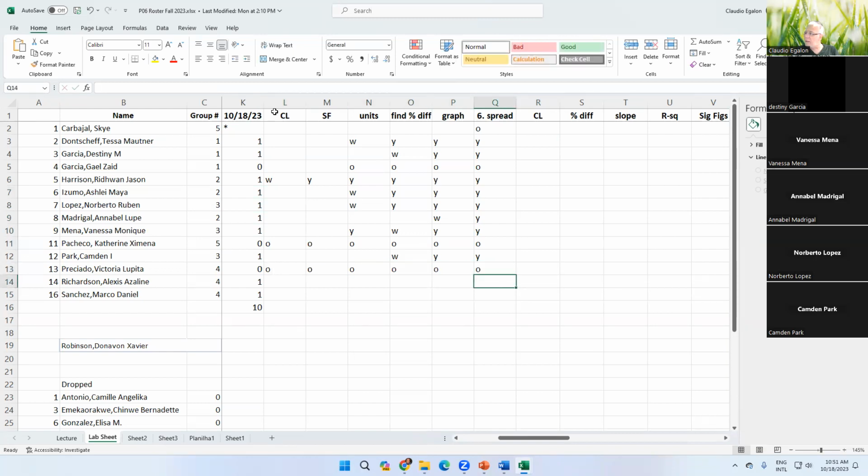Alexis? But Professor, I have a question. If I type the slope value, then this percent difference is going to change, right? Like automatically. Oh, yeah. Okay. It should be low, right? Less than 10%. Are you getting less than 10%? No, not yet. I just need to type it, I think, right?